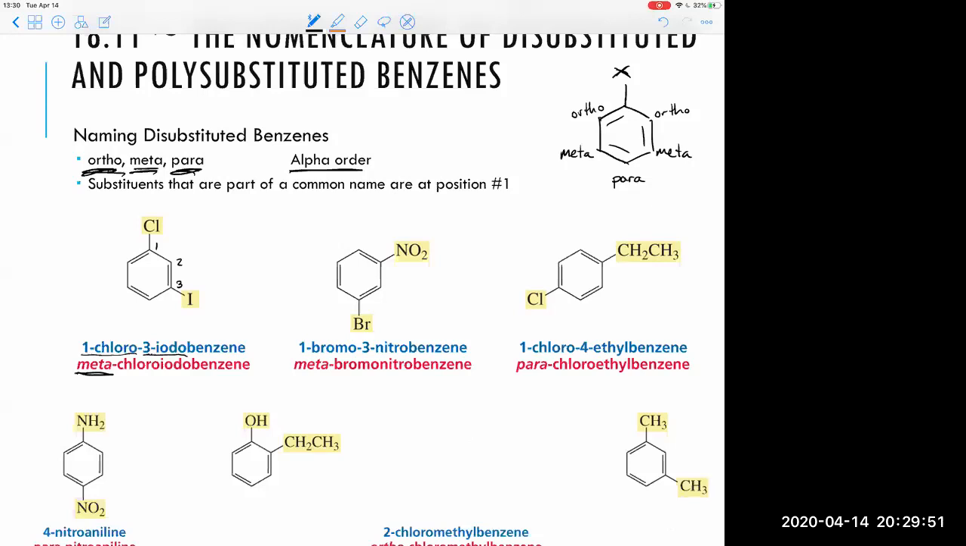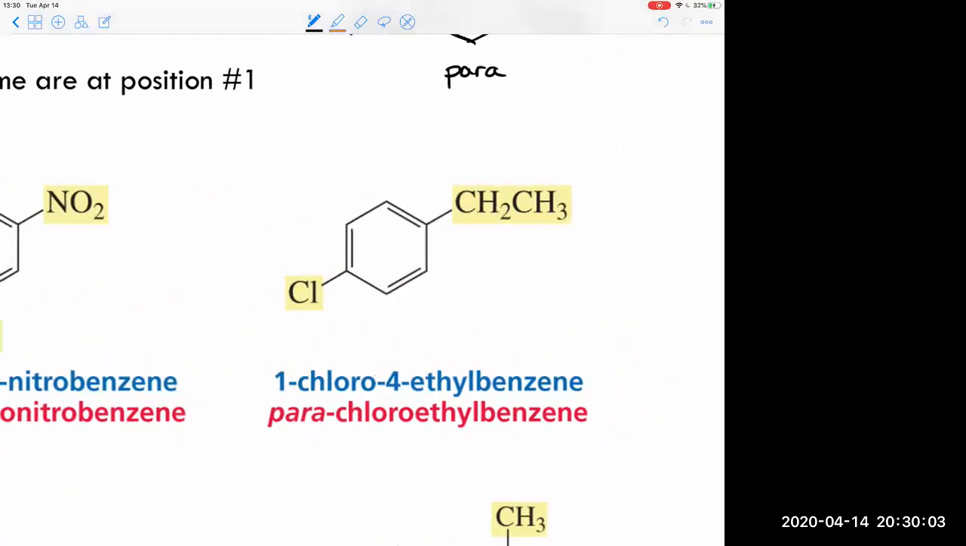But yeah. Again, beyond nomenclature, this ortho-meta-para business is important. So knowing what those mean is very important. Okay. All right. So then let's pick another one here.